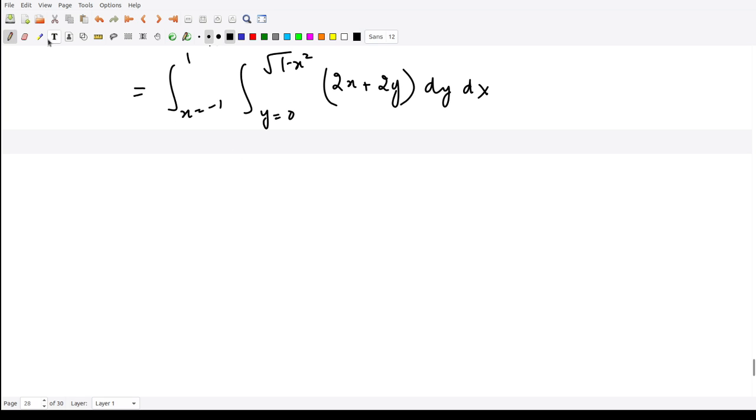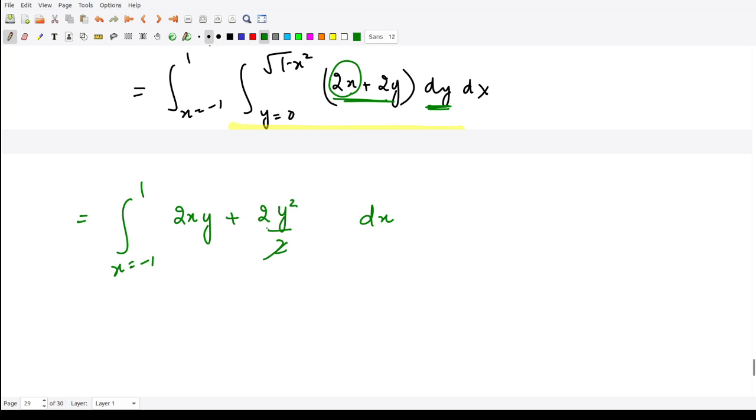Firstly, we'll perform the integration with respect to y for this quantity. So we will have the integral of x varying from minus 1 to 1, dx as such, and the integration with respect to y for this quantity. Now 2x would be treated as constant, so it would be 2x into y, and the integration of 2y would be 2y square by 2. So this 2 and 2 cancel, and the limit for y is from 0 to the square root of 1 minus x square. So let us substitute the limits here for y.